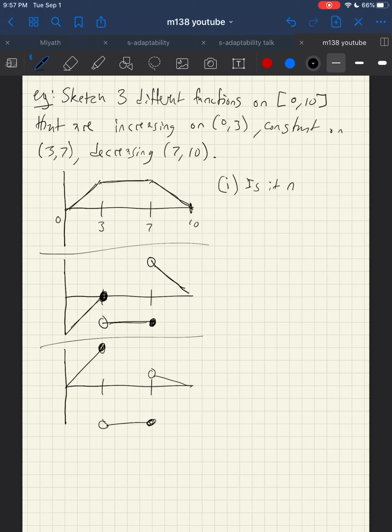Is it necessary that there is a global min at x equals 0?